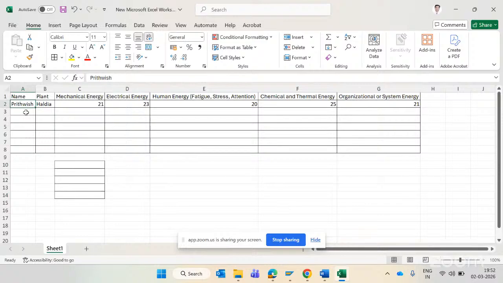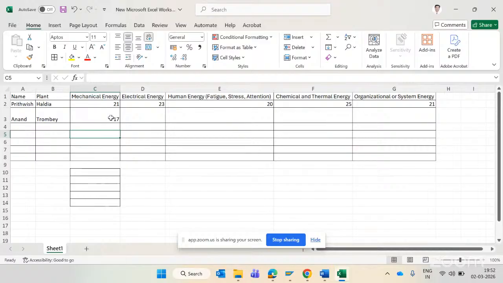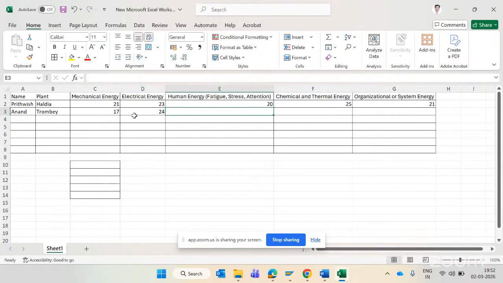Anand. Yeah. Mechanical is 17. Anand, plant name? Plant name Trombe. Yeah. Mechanical energy 17. Then electrical 24. Human energy 16. Chemical thermal 24. Then organizational energy is 19. Yes.